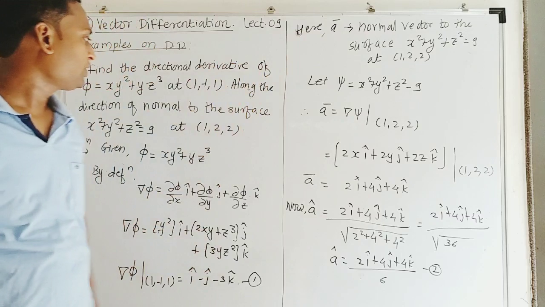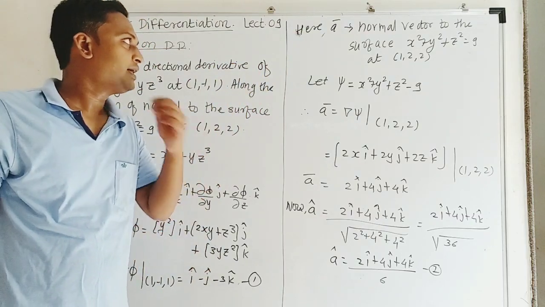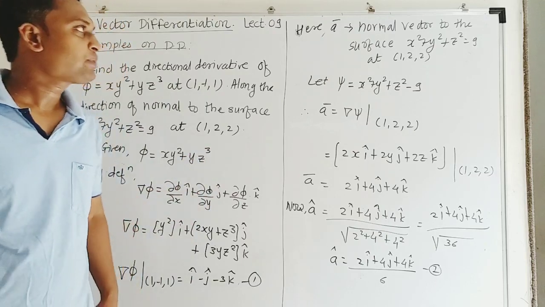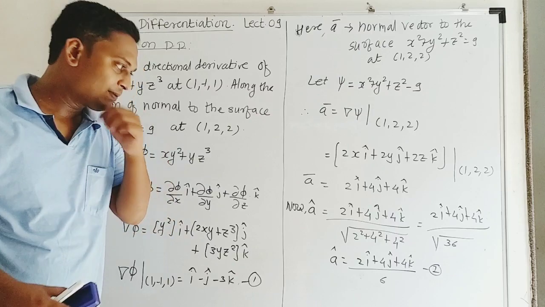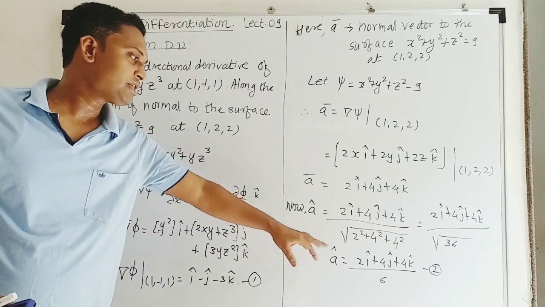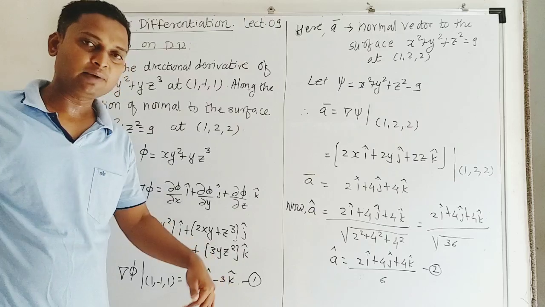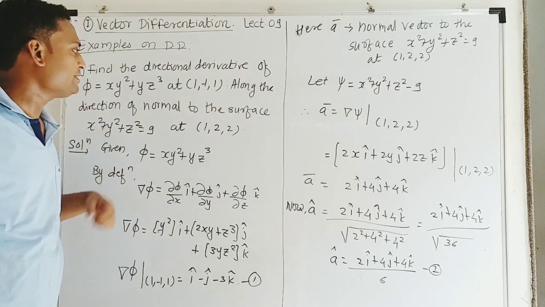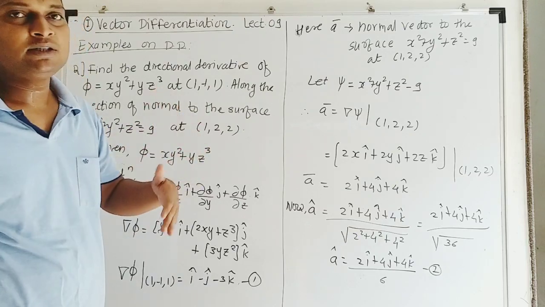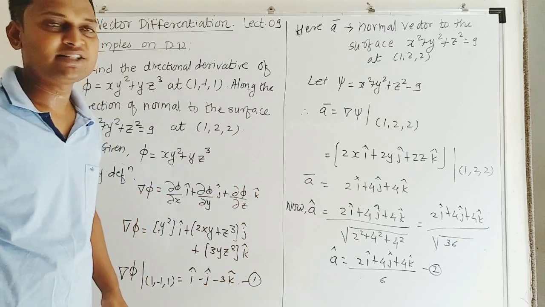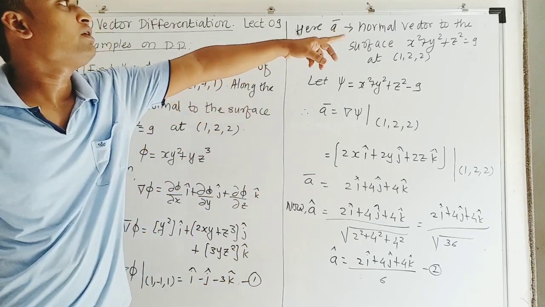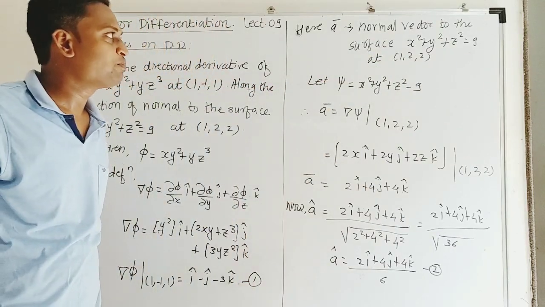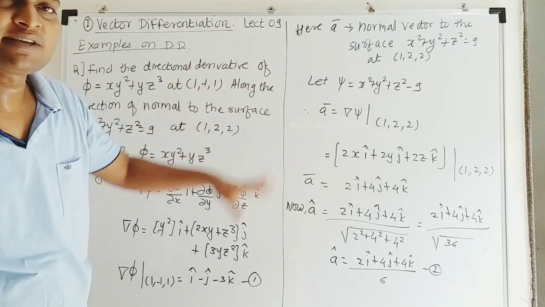Now we are going to calculate the vector a bar, which we need for calculating the final directional derivative. The direction of a bar is the required direction, and we use that direction to calculate the final directional derivative. The information about a bar is given: a bar is the normal vector to the surface x square plus y square plus z square equal to 9 at (1, 2, 2). It is given to you in the problem.